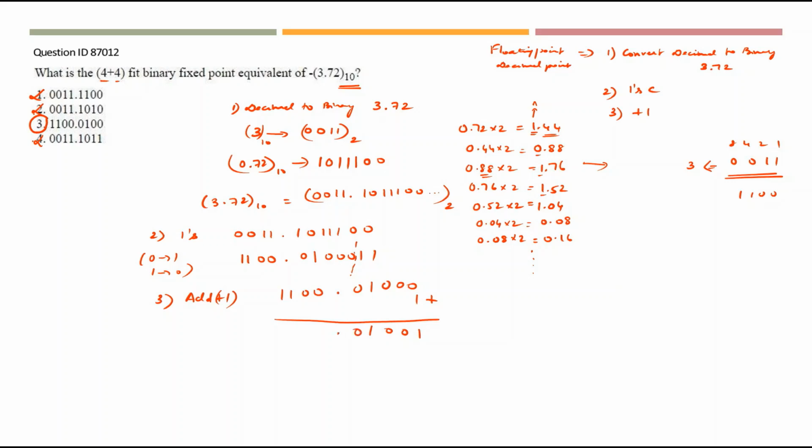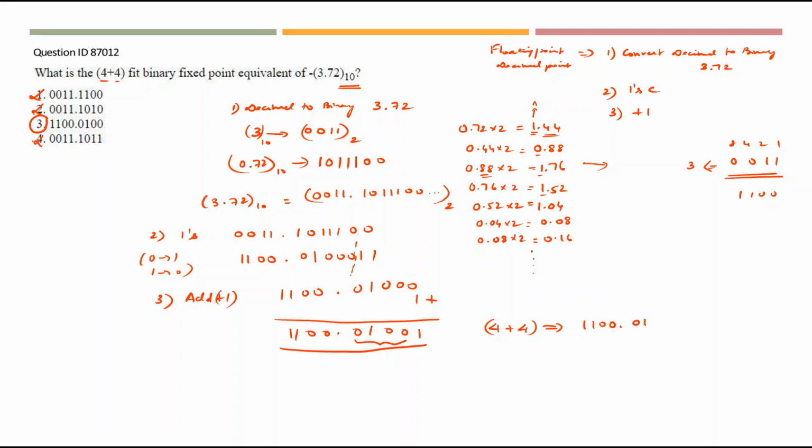0010. Then we have 0011. This will be the binary fixed point equivalent of minus 3.72. This is equivalent in option number 3. Making it for 4 plus 4 binary fixed point, this will be 1100, which is 4 bits. We just take only the first 4 bits here.